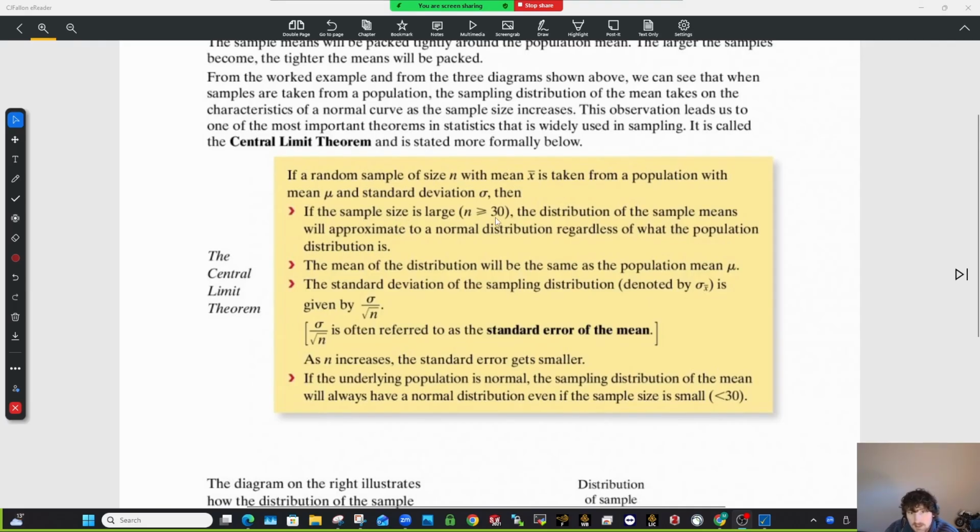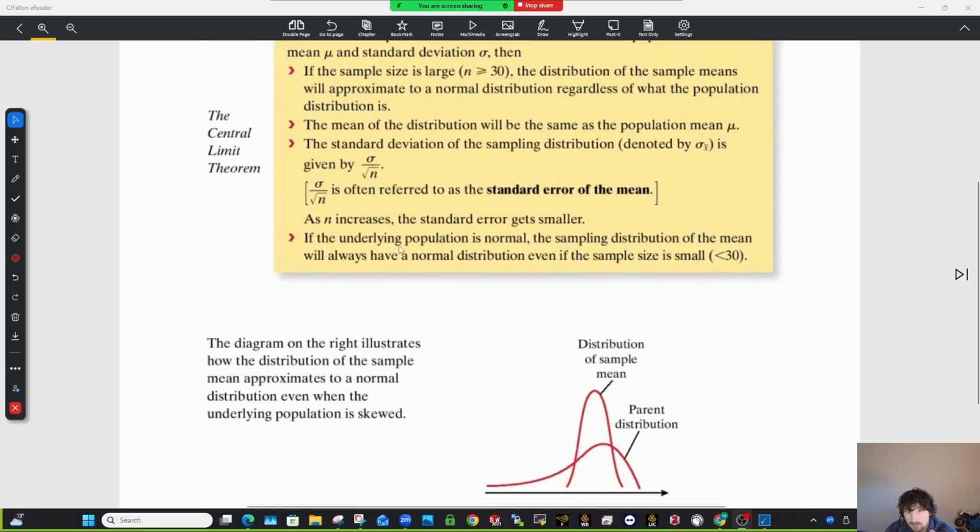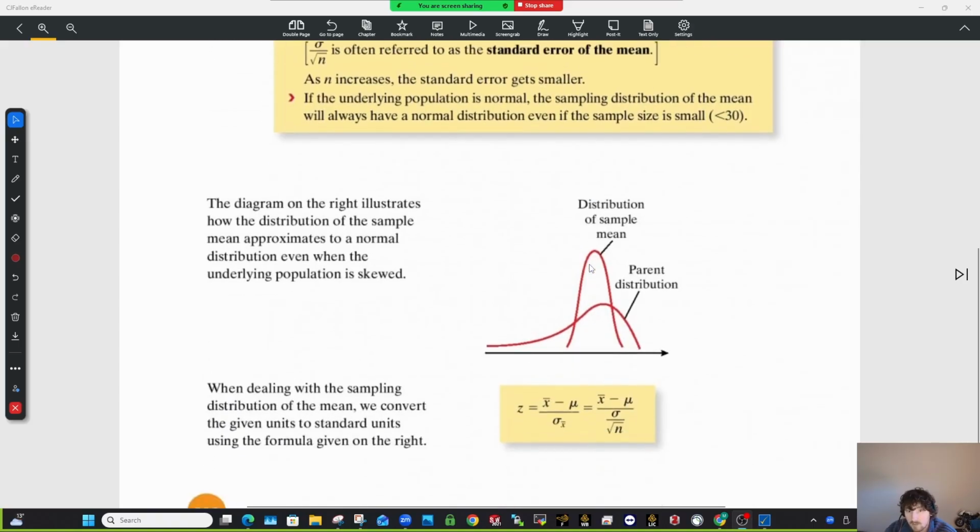If the sample size is bigger than 30, the distribution of sample means will be normally distributed, regardless of what the underlying parent population distribution was, okay? So this is what we mean here. If the underlying population is normal, which wasn't the case in this question, you're okay to have a sample size less than 30, okay? And this diagram is really important here.